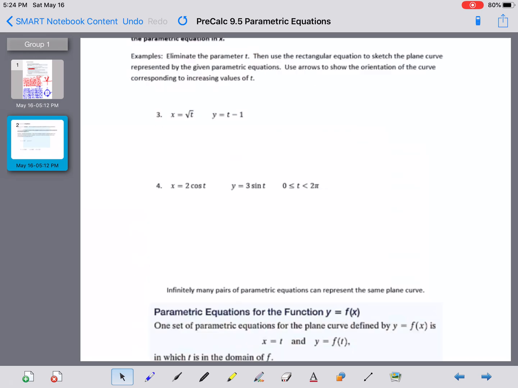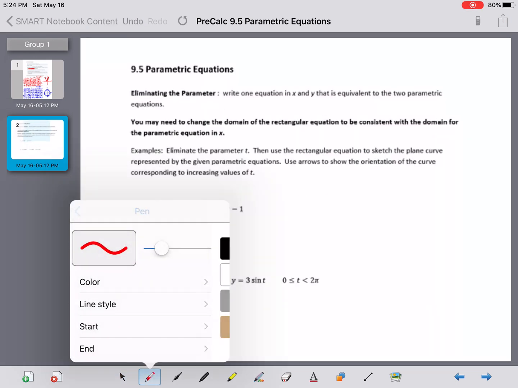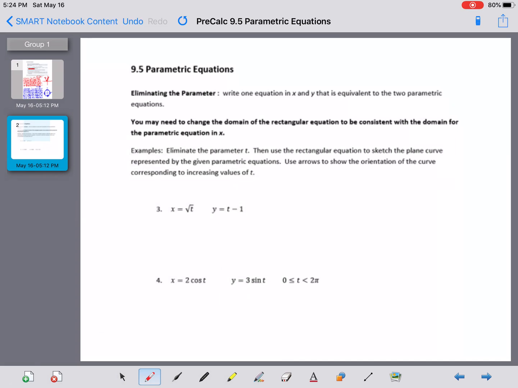So of course we're going to change up what we're doing here a little bit. This time we're going to eliminate the parameter. They give us the two parametric equations, and we're going to graph this in a different manner by eliminating the parameter.